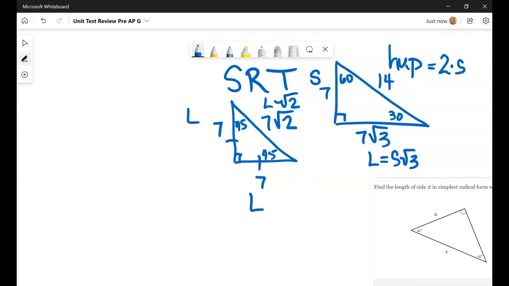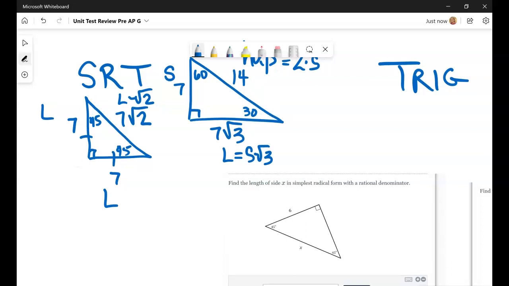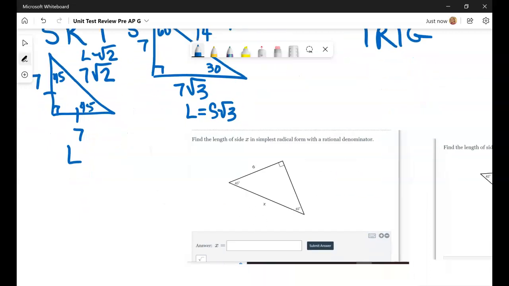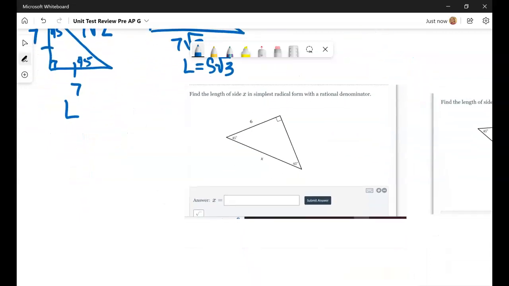So just a quick review of special right triangles in Trig for your unit test on Friday. Here we have a 45-45-90 and a 30-60-90. Remember the relationship between the legs. Let's look at a few problems. These are the problems from Delta Math that'll be in your unit review.